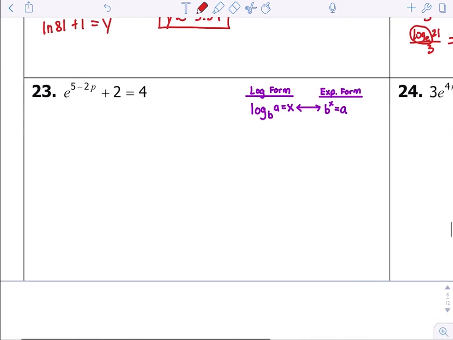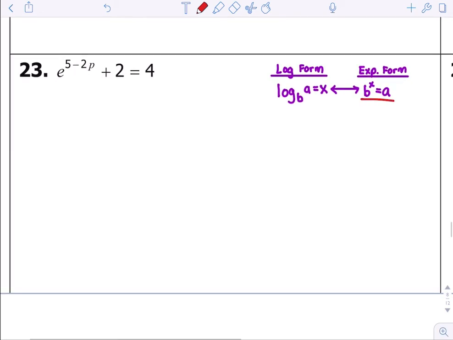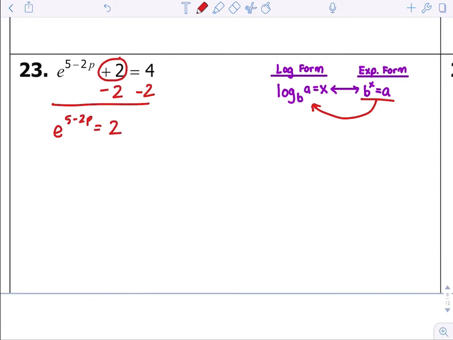Alright, 23. So trying to get to the exponential form first. So this is out of place, so let's subtract both sides by 2. And now we have it in exponential form. So exponential form to log form. So our b is e, our x value is 5 minus 2p, and our a value is 2. So transitioning it to log form, log base b, which is e, our a value is 2, and our x value is 5 minus 2p.